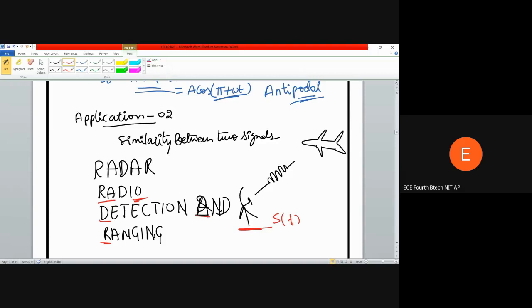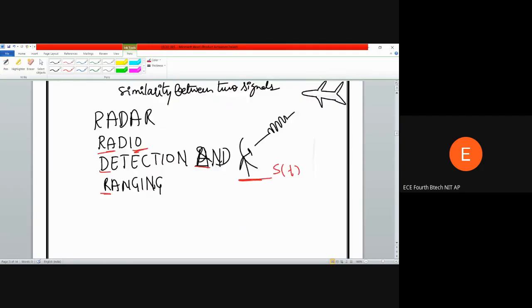Now let's go ahead. Is the correlation coefficient itself sufficient? Will it solve our problem of finding the similarity between two signals? To answer that question, you have to consider a special case that happens in radars. So what is that special case? I'll be giving you an example.